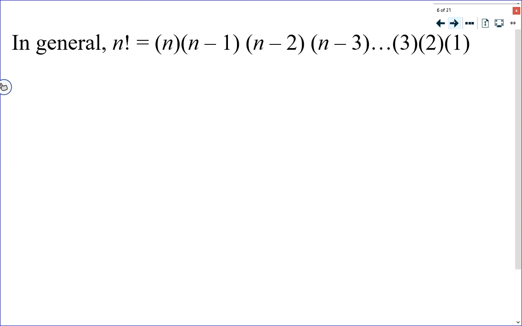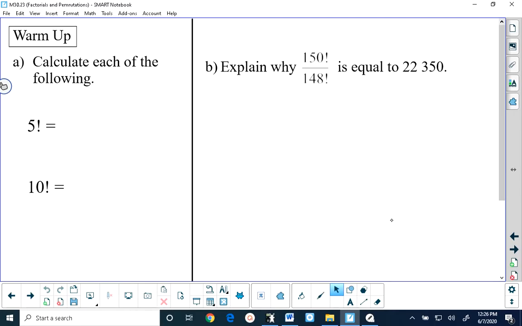So in general, n factorial means you're going to take n and multiply by 1 less than n, and then multiply by 1 less than that, and 1 less than that, and you're going to continue to keep subtracting 1 until you get down to 3 times 2 times 1. So as a warm-up, calculate each of the following.